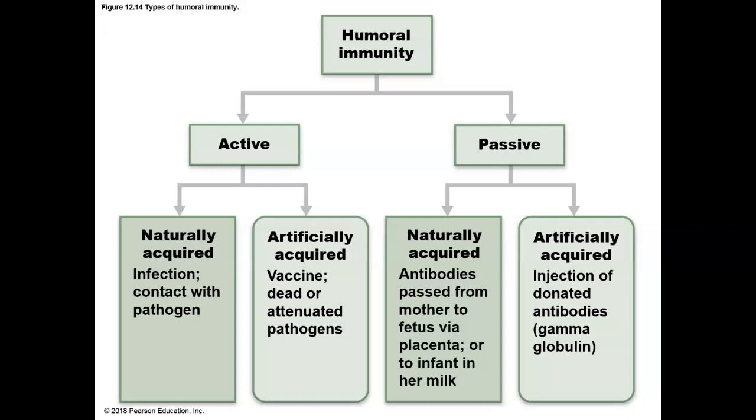And then we can also artificially acquire antibodies, through injections of antibodies in a patient who maybe is immunocompromised. So they receive antibodies. Again, you're not going to acquire any memory, but you at least have those antibodies for a short period of time, maybe right before a surgery or something.